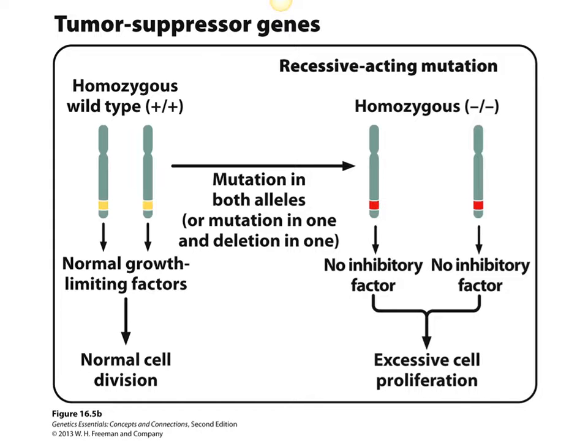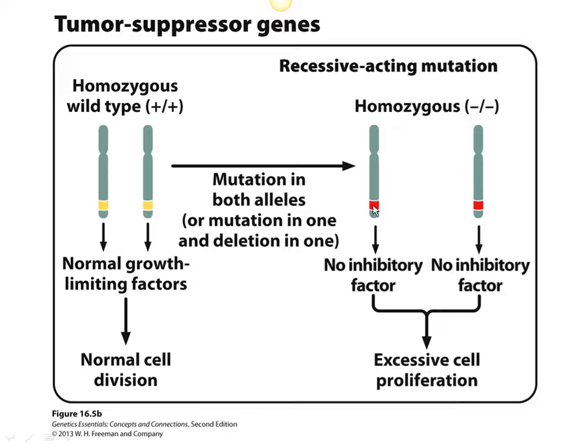So the tumor suppressor genes are sort of like the brakes on a car, but you have two copies. So if one gets mutated, you still have the other copy, you're still okay. But if both copies get mutated, if neither copy is working, then you'll lose control of that cell cycle.